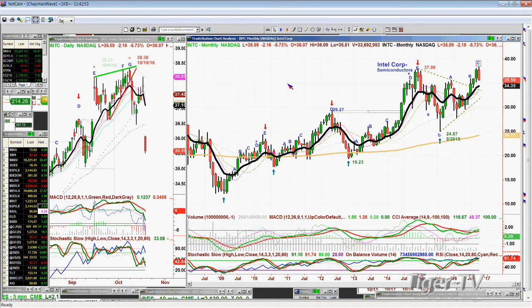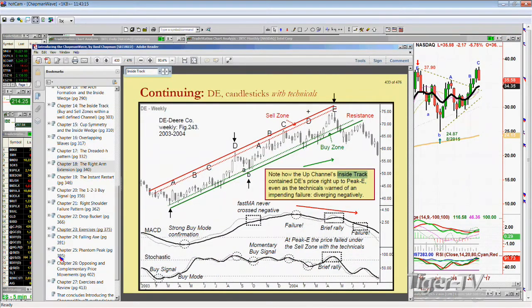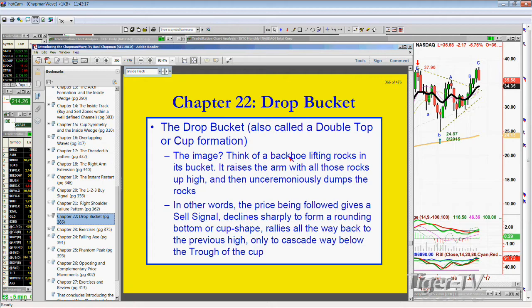Intel Core Semiconductors trading at 35.59, down 2.16. So the question is, what would make me consider this as absolutely a C and that we will go on to higher highs? Well, there are a couple of things. In this pattern that we're looking at, in the Chapman Wave methodology, there's a pattern that I call the drop buck pattern. It's chapter 22, right here.